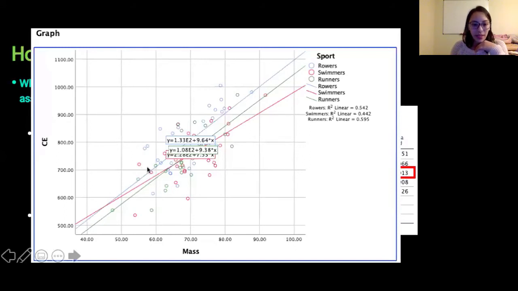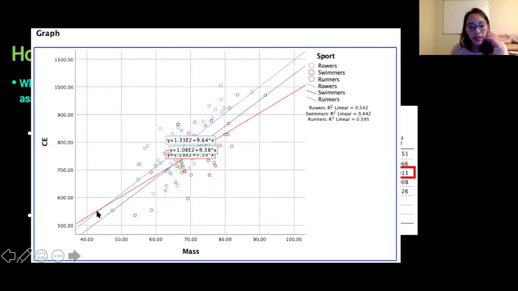So again, we use these different sports. In this case, we have rowers, swimmers, and runners. And for each of those sports, we're plotting pairs between our covariate, mass, and the dependent variable, caloric expenditure, right? So each of those pairs gives us a dot, and the trend line of those dots within their respective groups gives us our regression lines. So you can see in this one, the lines are fairly parallel.